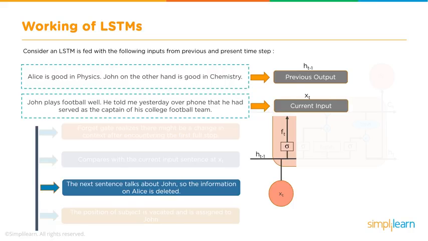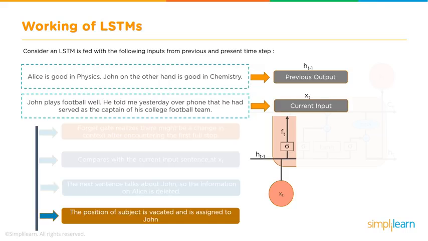So we have this input coming in, and if we're going to continue on with John, then that's going to be the primary information we're looking at. The position of the subject is vacated and is assigned to John. And so in this one, we've seen that we've weeded out a whole bunch of information, and we're only passing information on John, since that's now the new topic.